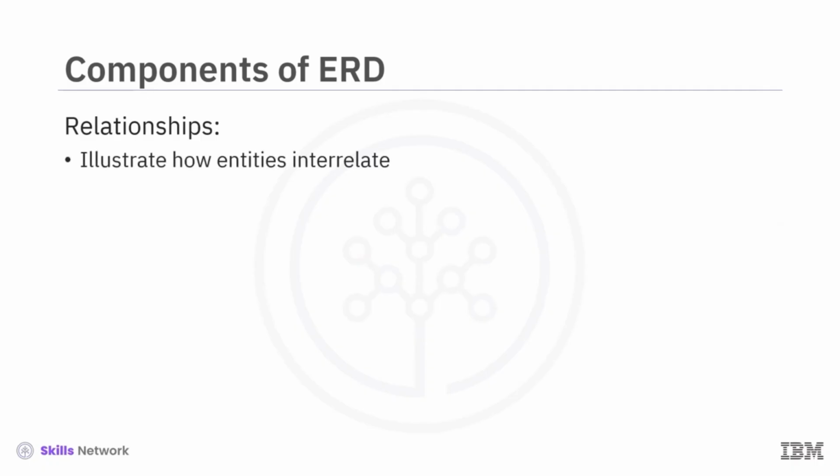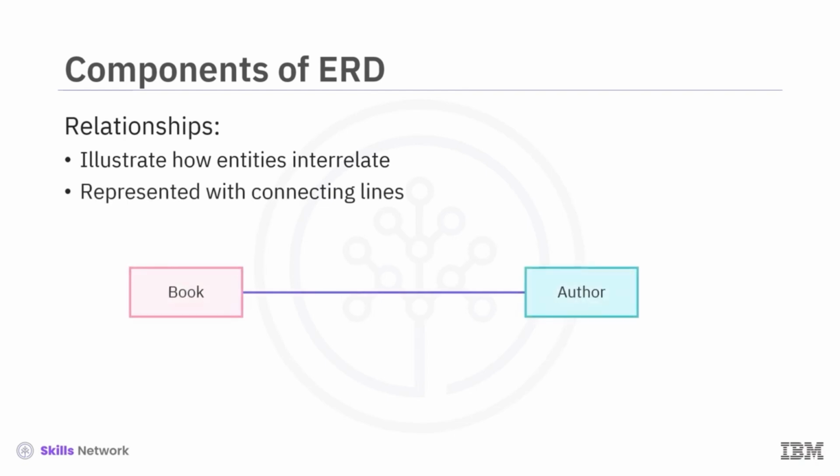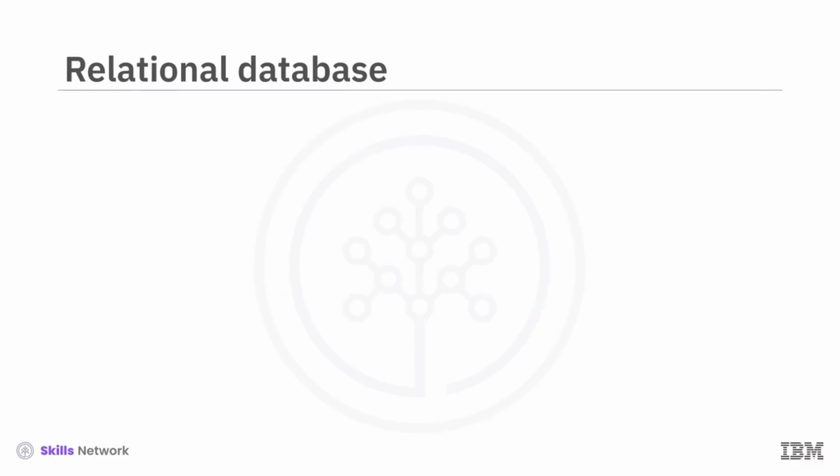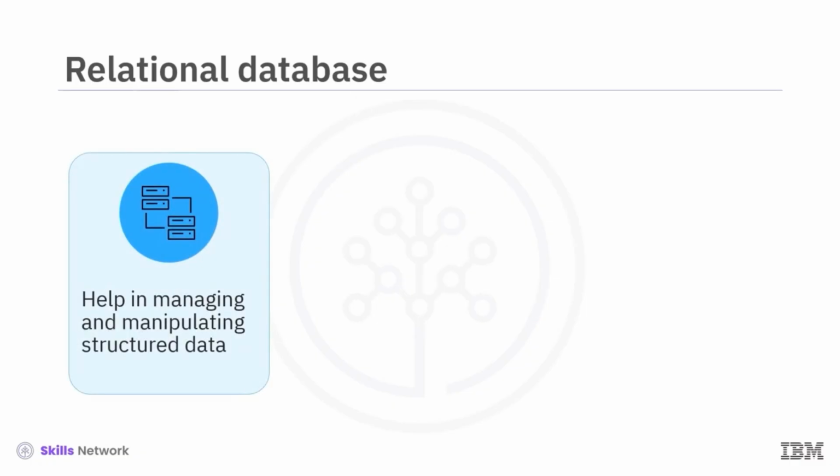Relationships illustrate how entities interrelate. Let's introduce another entity in the example, say, author. A relationship could be that an author writes a book, represented by a line connecting the author and book rectangles in the ER diagram. The relational database model provides a well-defined framework for managing and manipulating structured data.